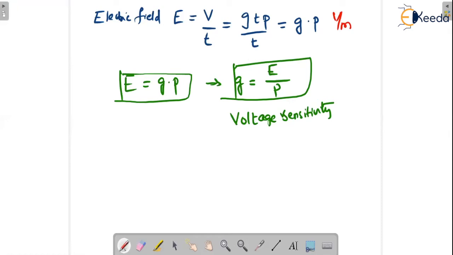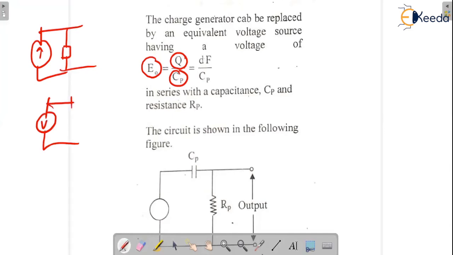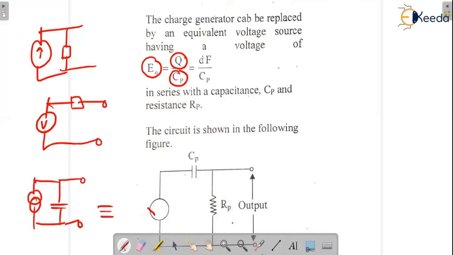Let's look at the equivalent circuit once again. Now, this is what I have told you. E naught is equal to Q by C. This is D into F by Cp. What is D? It is the charge sensitivity, right? So this is the equivalent circuit. Now, when you want to convert a current source in parallel with an impedance to a voltage source in series with an impedance, that is what we have done from the previous slide. There was a charge generator in parallel with the capacitor, and this we have modified like this. This is the voltage in series with the capacitance of the transducer or piezoelectric. Cp is the capacitance of the piezoelectric material, and Rp is the resistance, and we are taking the output at this terminal.